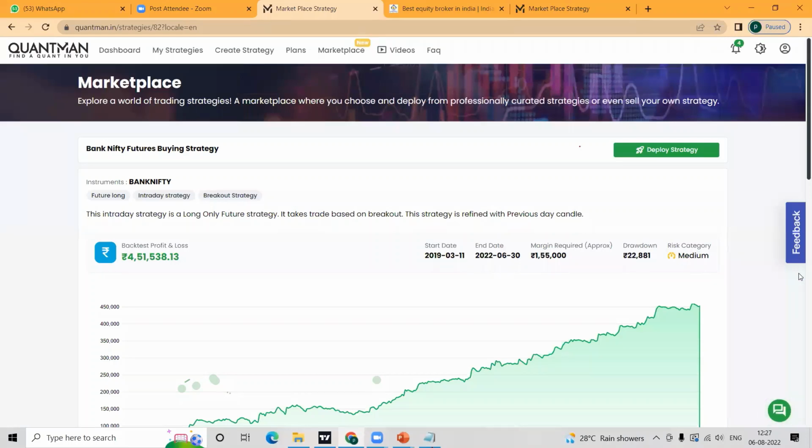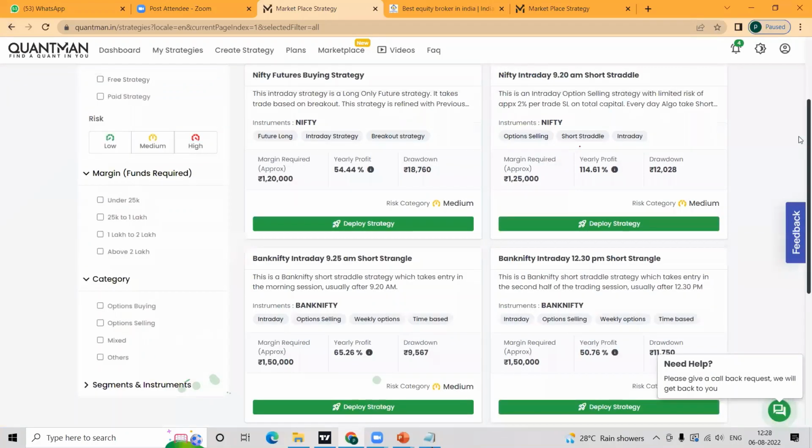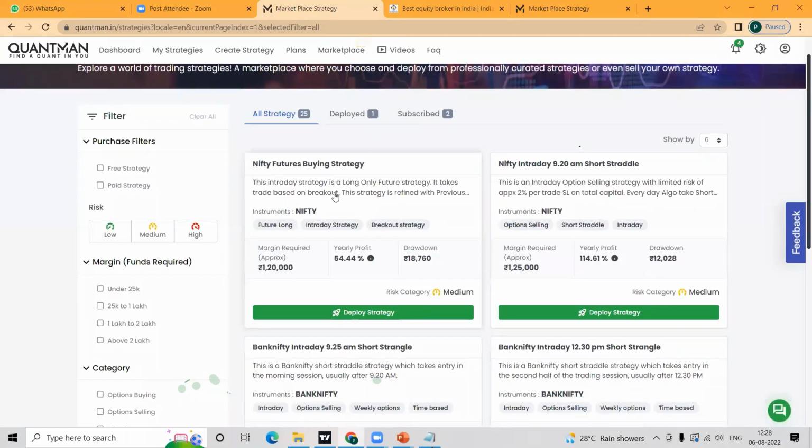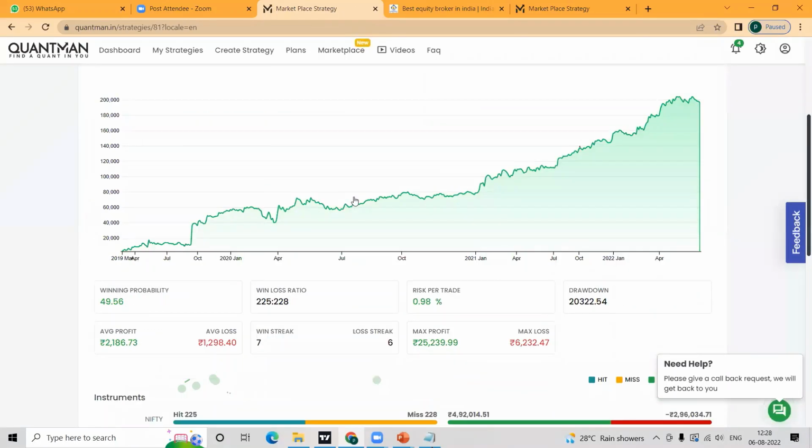Even for Nifty also is there, sir? Yes, sir. Actually, we are having it. Can you see that, sir? Nifty futures buying. Yeah. This is the graph, sir.